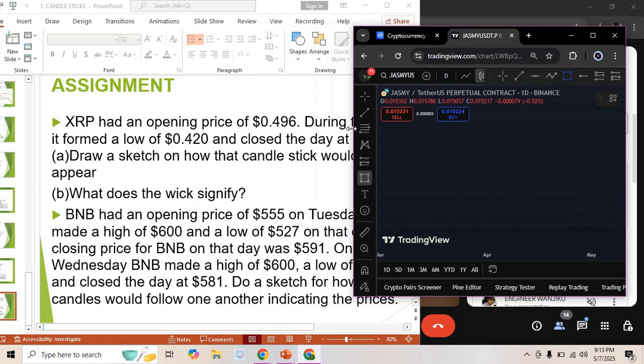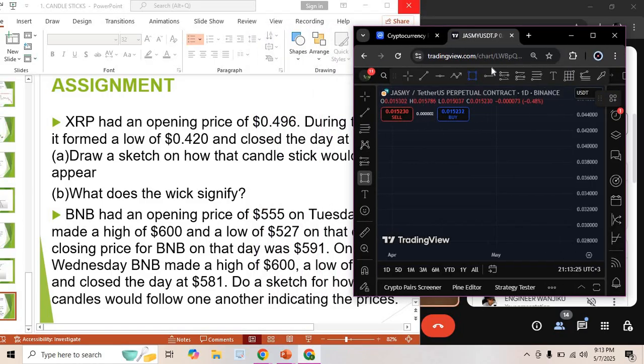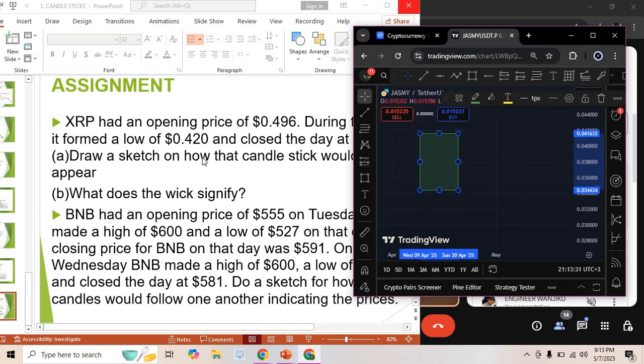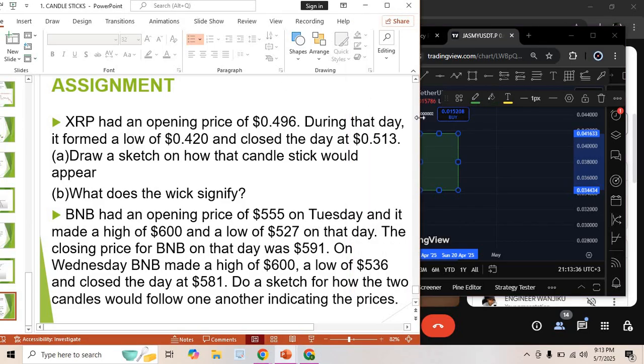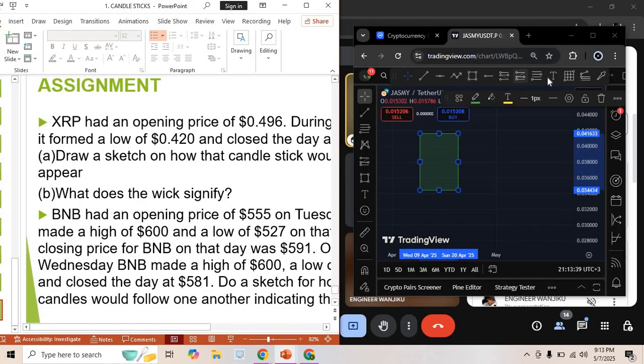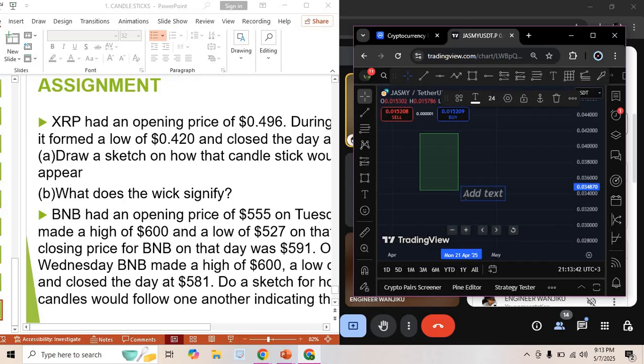It's a bullish candle. Why? Let's do it step by step. The first thing is the opening price. At the bottom, the opening price is at the bottom of the body. Yes, 0.496. It's closed at the top of the body, which is 0.512.